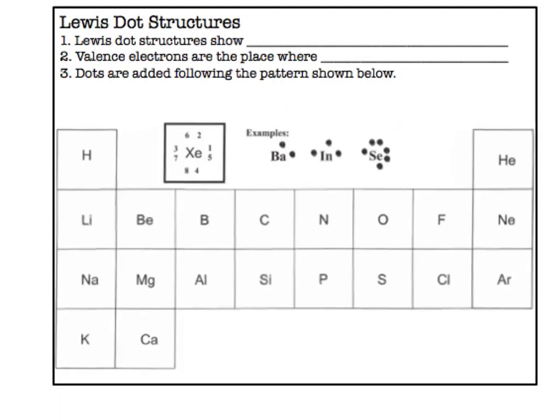Now, when you look at this back side of your notes page, what you're going to see is it says Lewis dot structures show blank. So what we're going to talk about first is that they show your valence electrons. It's just like the electron dot diagrams that we talked about just on the other slide, but you need to be pointing out that these Lewis dot structures show valence electrons.